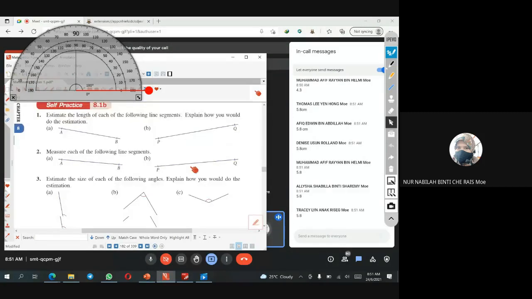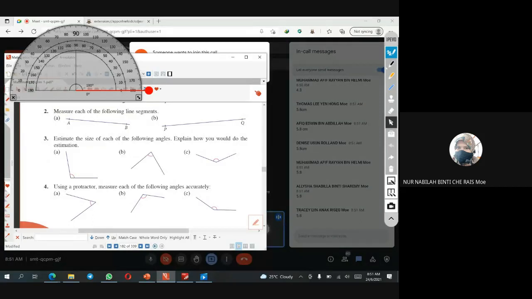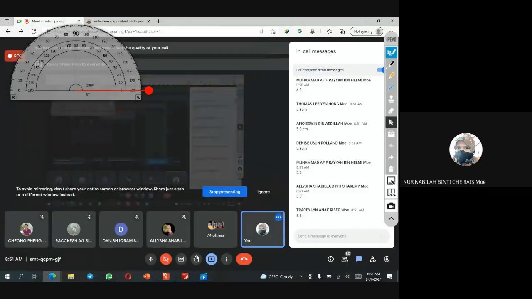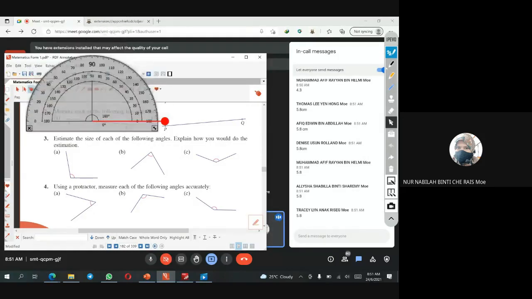I want to show you how to measure using the angle. Then you look at number 3. Number 3 is an estimate, but we don't want to estimate. We just find the angle. So how do we find this angle?